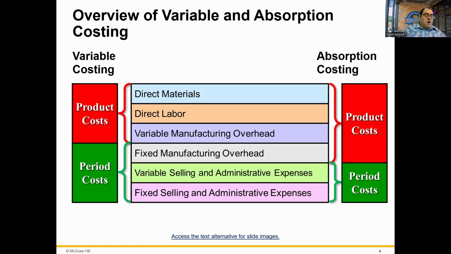Remember that under absorption costing, we treat all costs of production as product costs, regardless of whether they are variable or fixed. Since no distinction is made between variable and fixed costs, absorption costing is not well suited for CVP computations. The cost of a unit of production consists of direct materials, direct labor, and both variable and fixed overhead. Variable and fixed selling and administrative expenses are treated as period costs, and as we said, they're deducted from revenue as incurred.